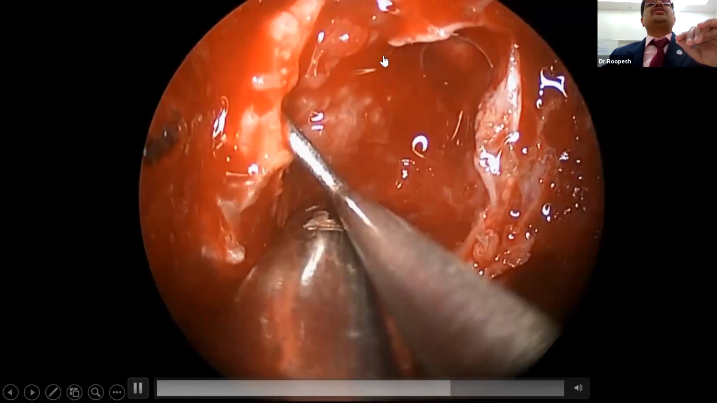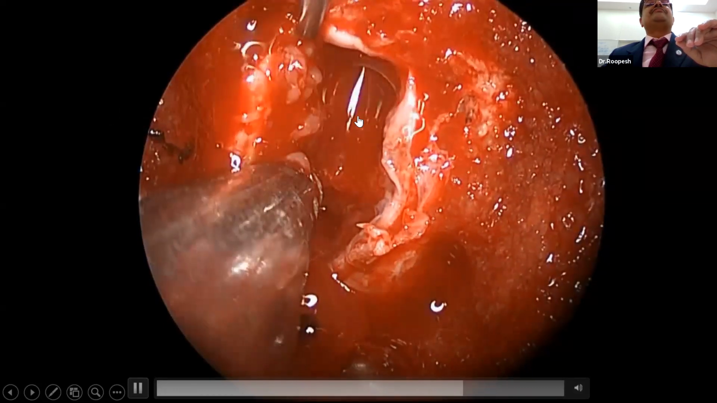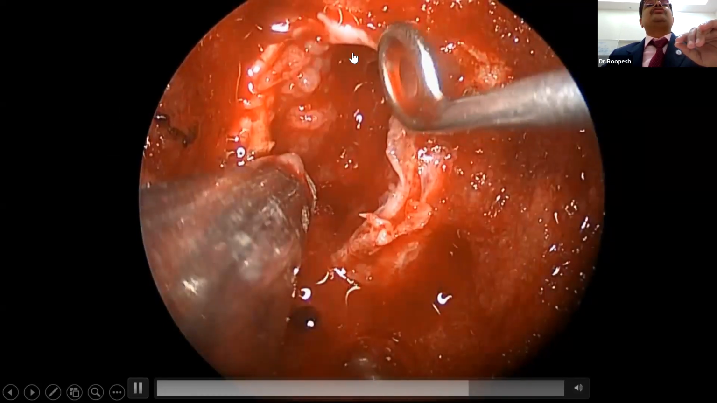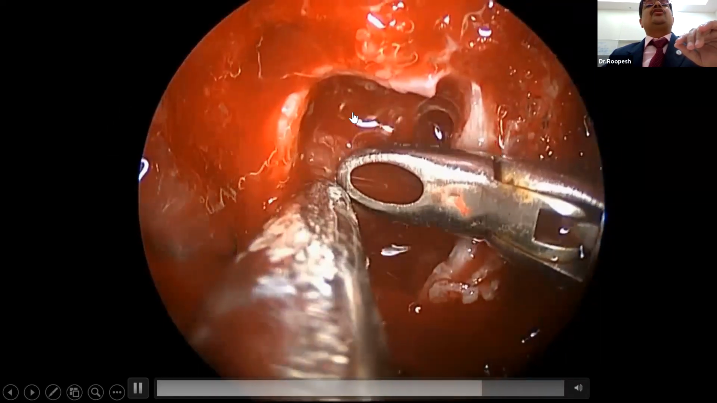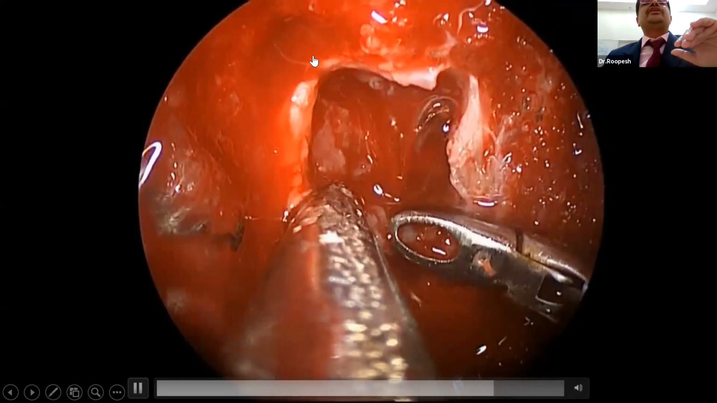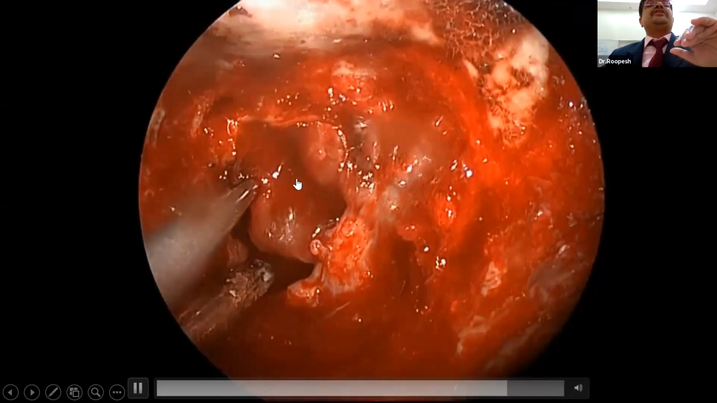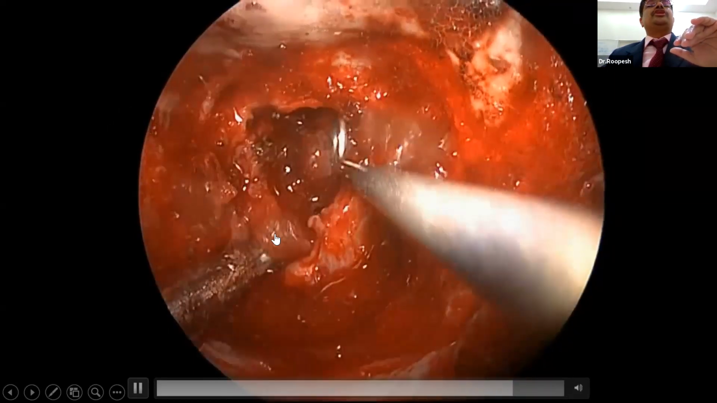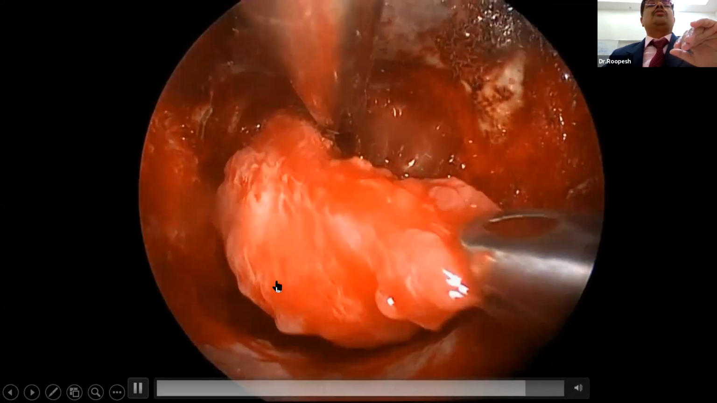Once you start debulking it, in a short while you will see the CP angle cistern, and you know the limit of the tumor. That is the bluish cistern of the cerebellopontine angle, and now you know the limit of the tumor. So you have identified it medially, superiorly, and laterally. Then the attachment has been detached, slowly you dissect it out, and you can see that the entire tumor has been mobilized.